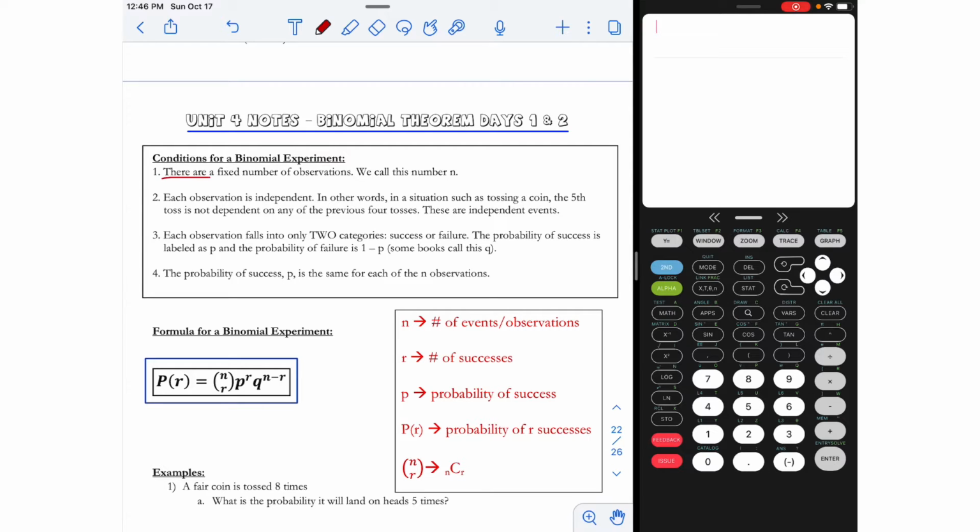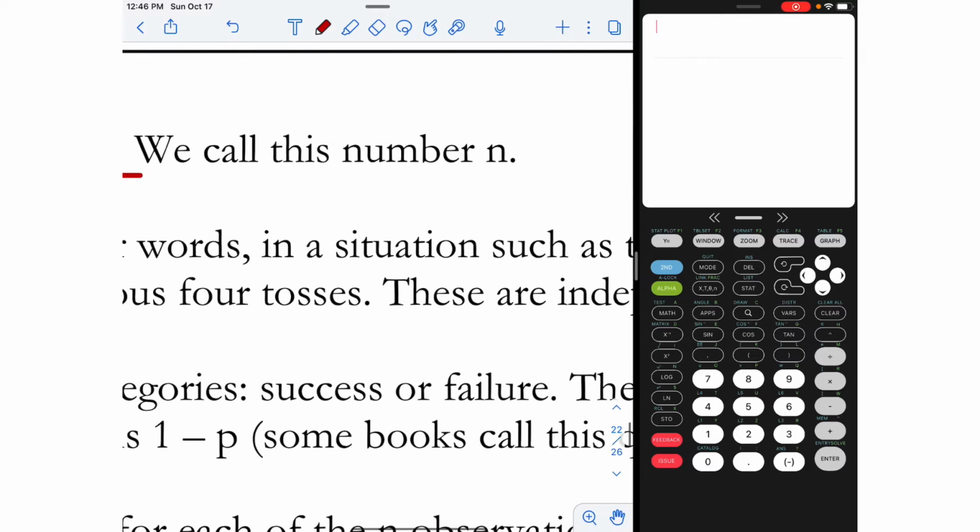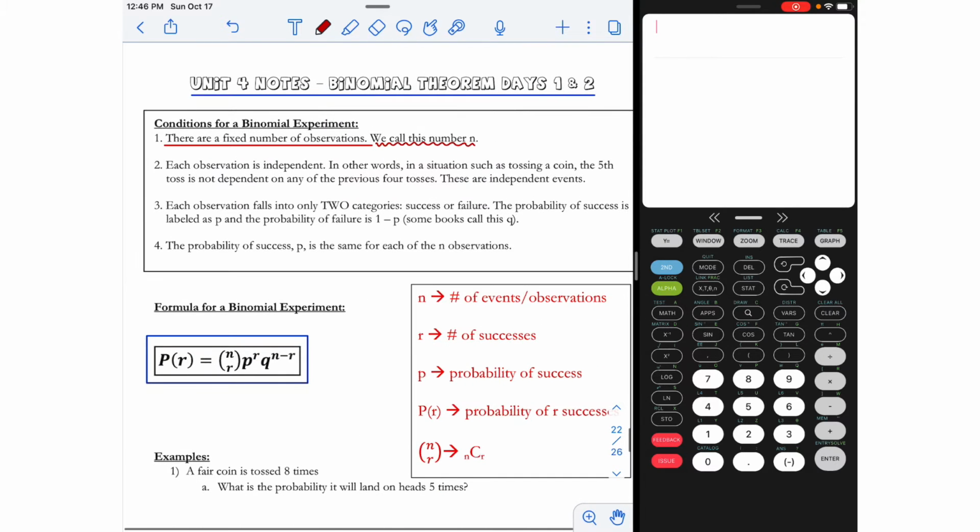There's a fixed number of observations. So like I flip a coin 10 times. That's the number of observations, so we call that number n. The n in that situation, flipping a coin 10 times, would be 10. Each observation is independent. So one observation doesn't affect the other. In other words, when I flip a coin one time, it doesn't affect the outcome the next time. So that's another big thing.